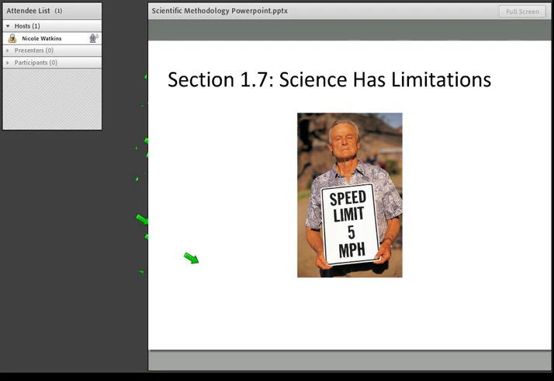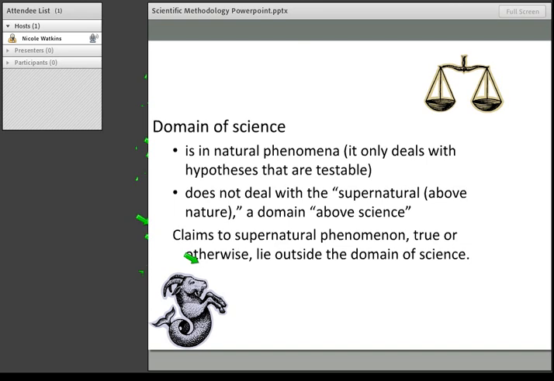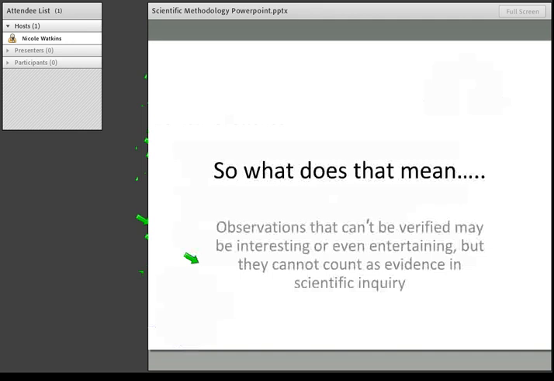Okay, so now in understanding all of this, let's do a quick discussion. Section 1.7 discusses how science has its limitations. When we talk about pseudoscience or fake science, where skepticism and tests for possible wrongness are downplayed or ignored, that's pretty much true for astrology. Astrology is not within the domain of science. Science does not deal with the supernatural or anything considered above nature. Claims of supernatural phenomena, true or otherwise, lie outside of the domain of science. We cannot look at astrology as saying that that is true science.